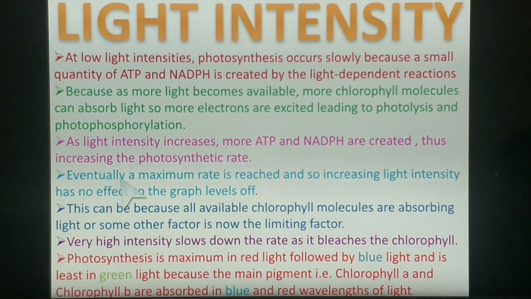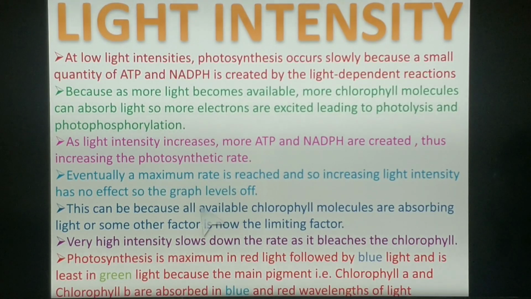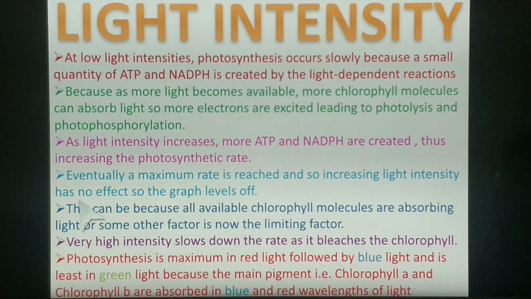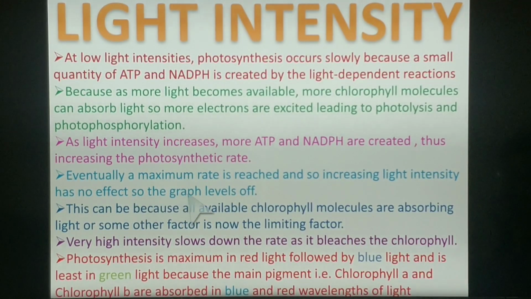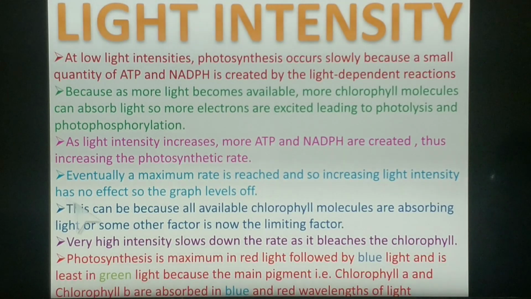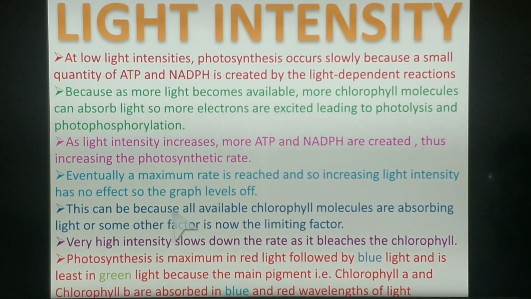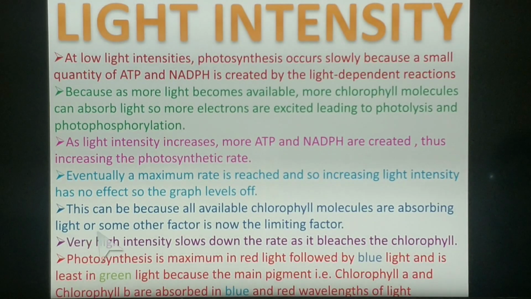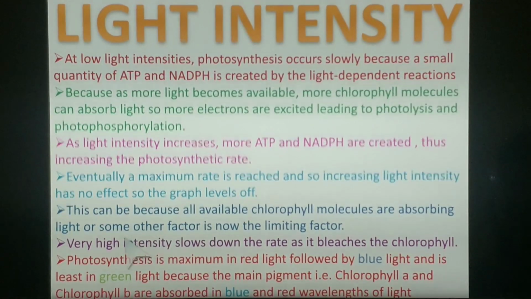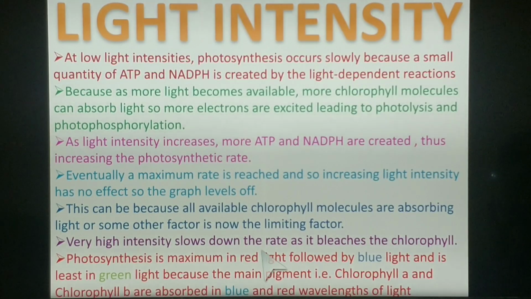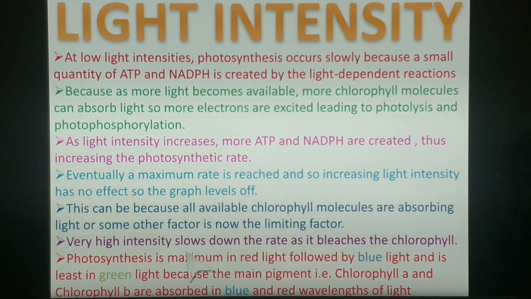Eventually, a maximum rate is reached, and so increasing light intensity has no effect. So the graph levels off. This can be because all available chlorophyll molecules are absorbing light, so some other factor is now the limiting factor. Very high intensity slows down the rate as it bleaches the chlorophyll.